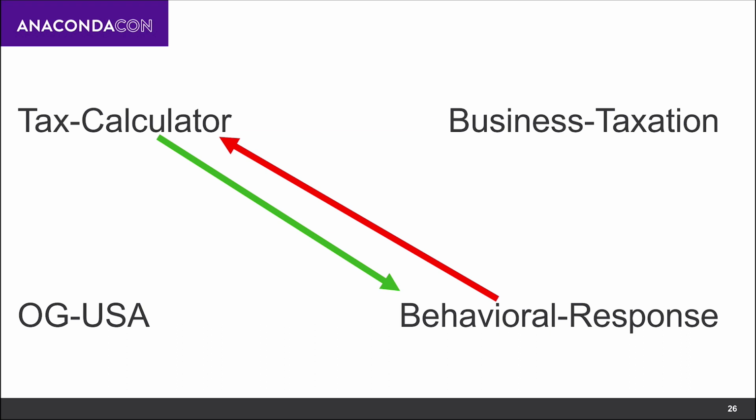But Tax Calculator can also pass information to business taxation, because if you're, say, self-employed, some of that information is going to fall under both individual income taxes as well as your business tax liabilities. So there's going to be another feedback loop there.